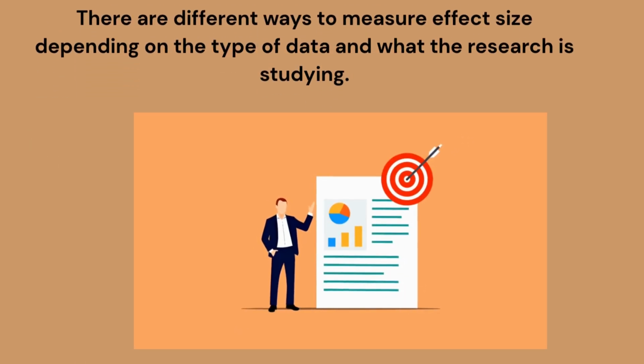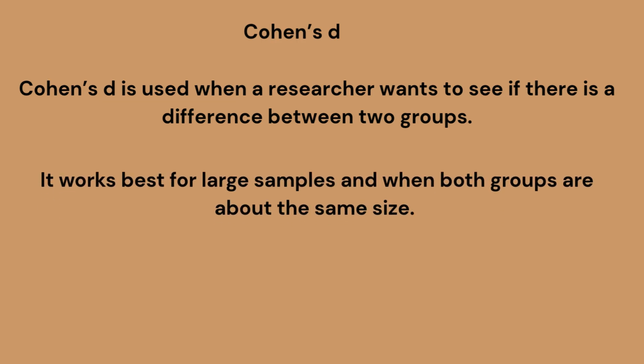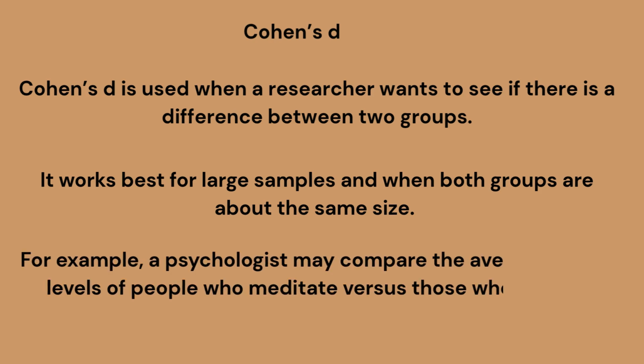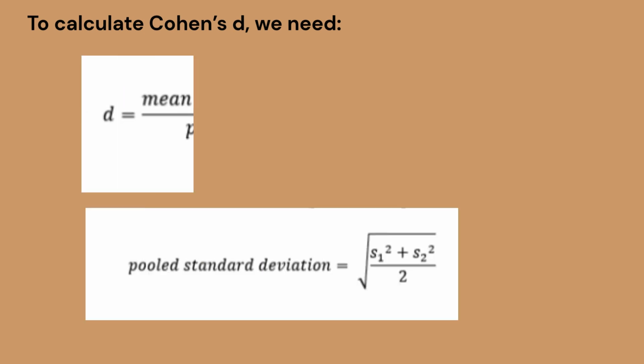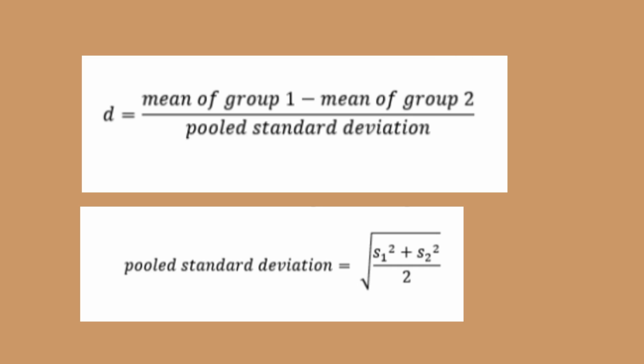Cohen's d. Cohen's d is used when a researcher wants to see if there is a difference between two groups. It works best for large samples and when both groups are about the same size. For example, a psychologist may compare the average stress levels of people who meditate versus those who do not. To calculate Cohen's d, we need the average, mean, score of each group, and the standard deviation, which tells how spread out the scores are in each group.